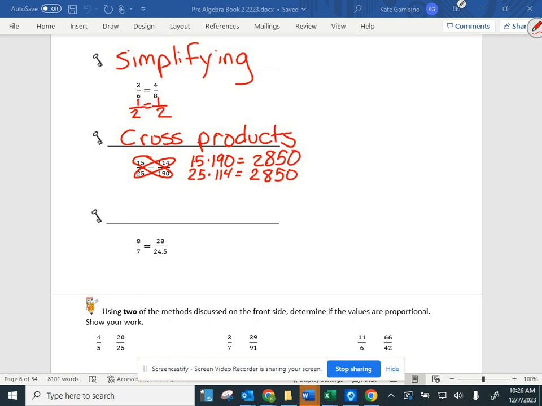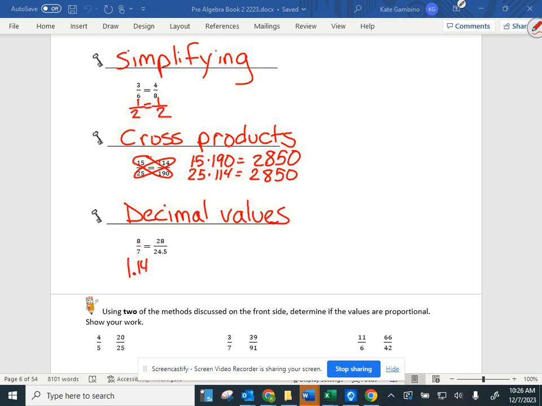One more method. This is decimal values. So to do decimal values, we're going to find the decimal of each fraction. How do I find the decimal of 8/7? Asher? 8 divided by 7. So I can put that into my calculator. 8 divided by 7 is what number?